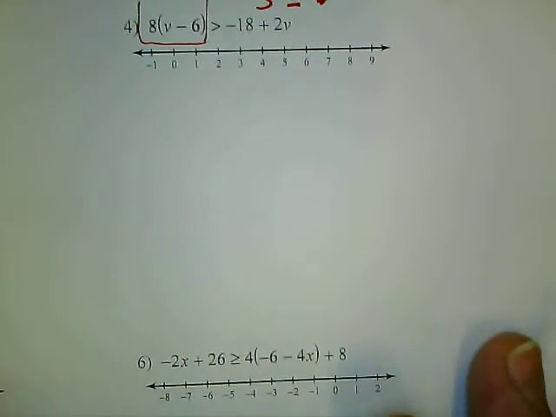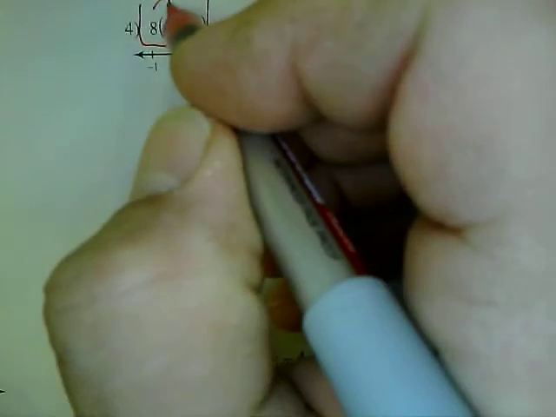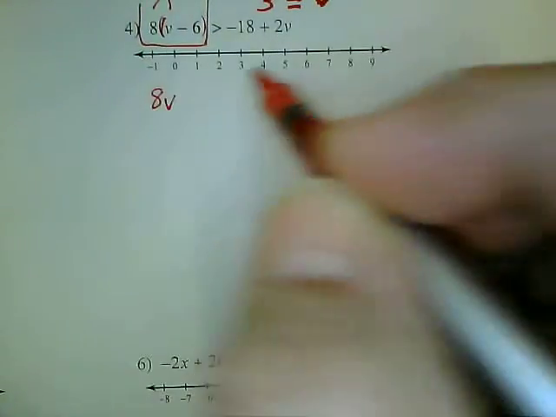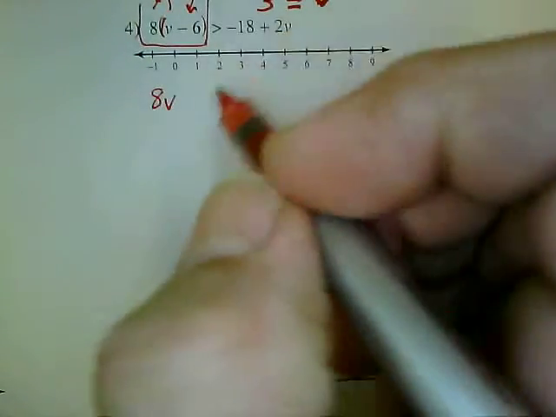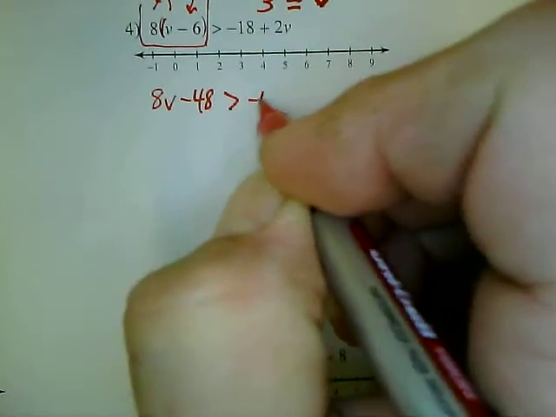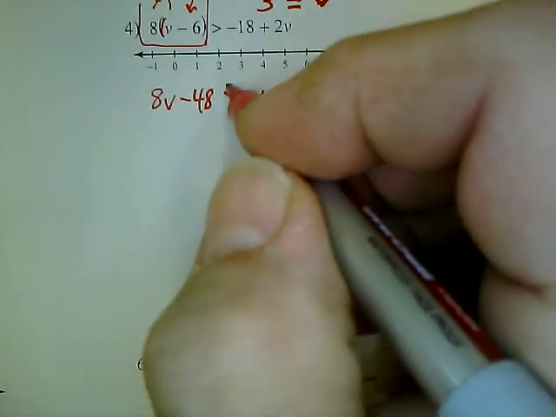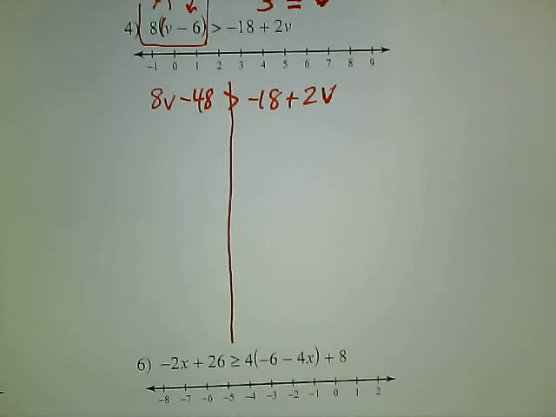That's the distribute, because we look for distribute first. 8 times, and there's a 1 there. 8 times 1 is 8, and then it has a V. 8 times negative 6 is negative 48. Bring down our sign, the negative 18, the plus 2V, and draw. I don't know why I have so many V's today.